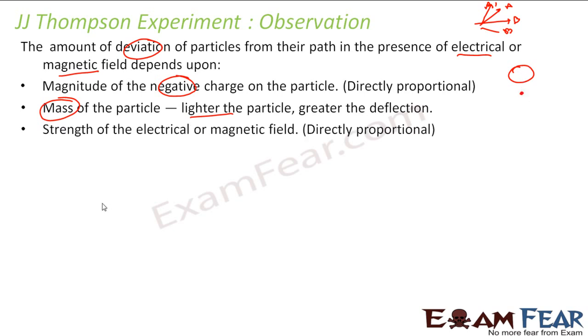The third is the strength of the electric and magnetic field. For the same setup, if you increase the electric field, the deflection will be more. For the same setup, if you increase the magnetic field, the deflection will be more. So he observed all these three.